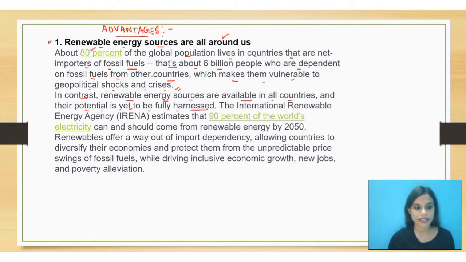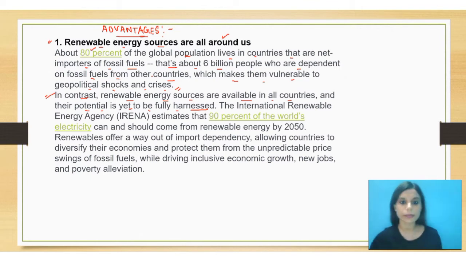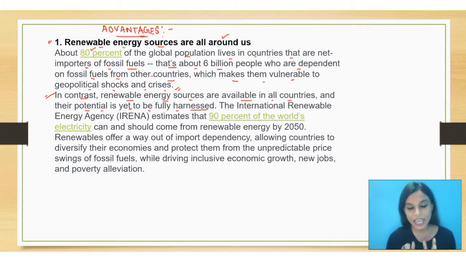fully harnessed. So there are some renewable resources whose potential, or how useful they can be, hasn't been established. We haven't used it to the fullest extent possible. We haven't harnessed it. We haven't used it fully. The International Renewable Energy Agency, that's IRENA, estimates that 90% of the world's electricity can and should come from renewable energy by 2050.